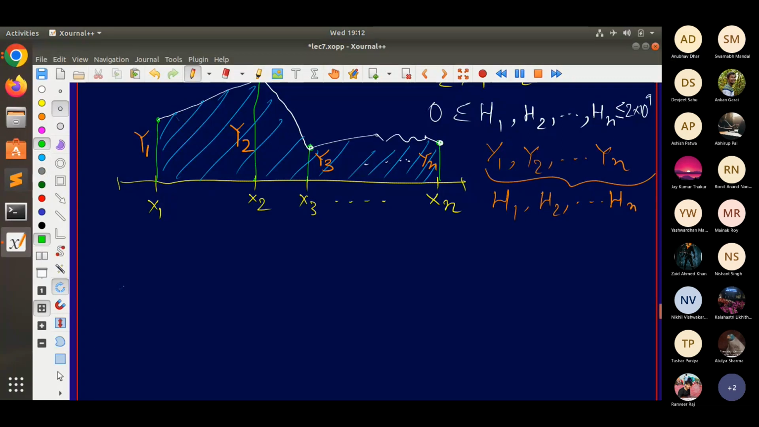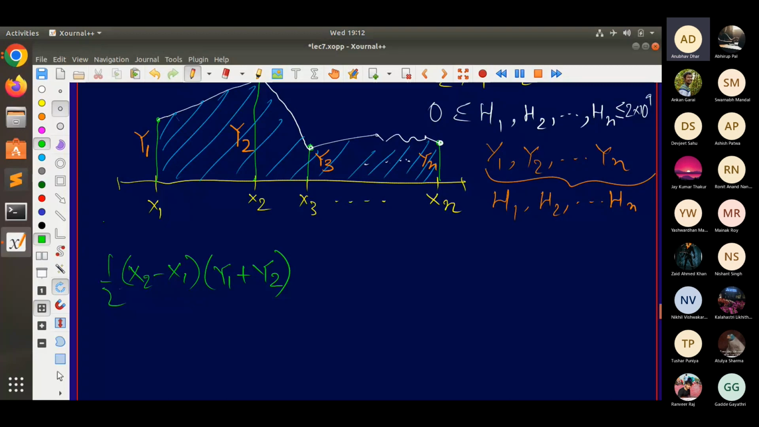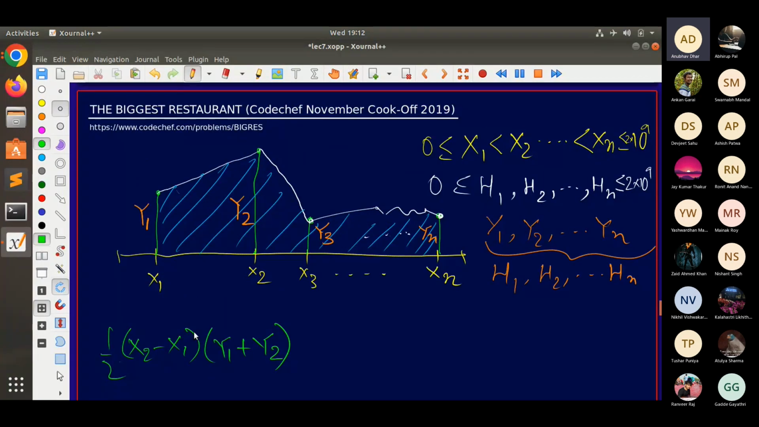So what is the area of the first trapezium? Half into x2 minus x1 multiplied by y1 plus y2. Since this half is here, let's just talk about 2 times the entire area. That won't be a problem, right? If you want to maximize the area, it's the same as maximizing twice the area. So let's just get rid of this half. Let's call 2 delta equal to this plus x3 minus x2, correct? times y2 plus y3.